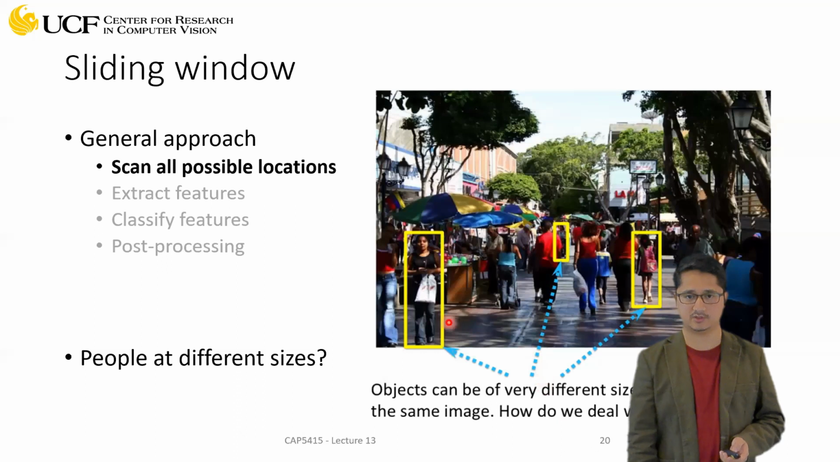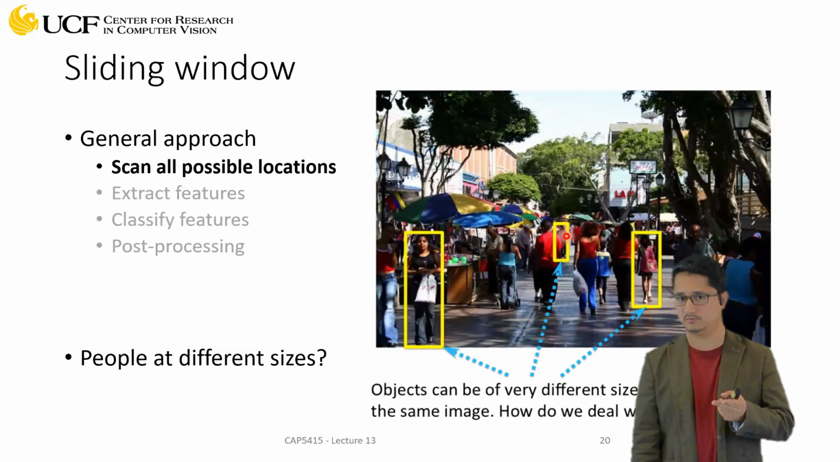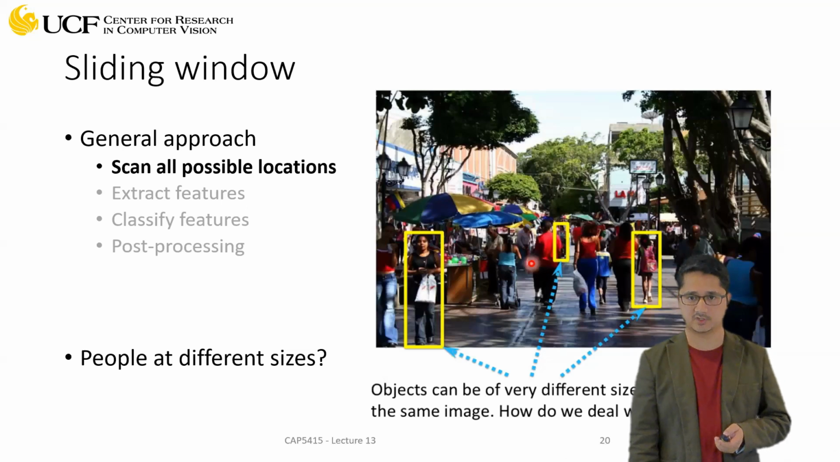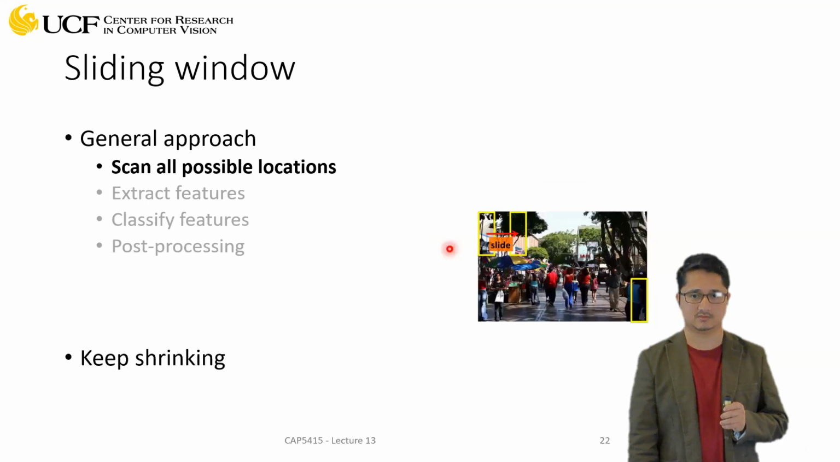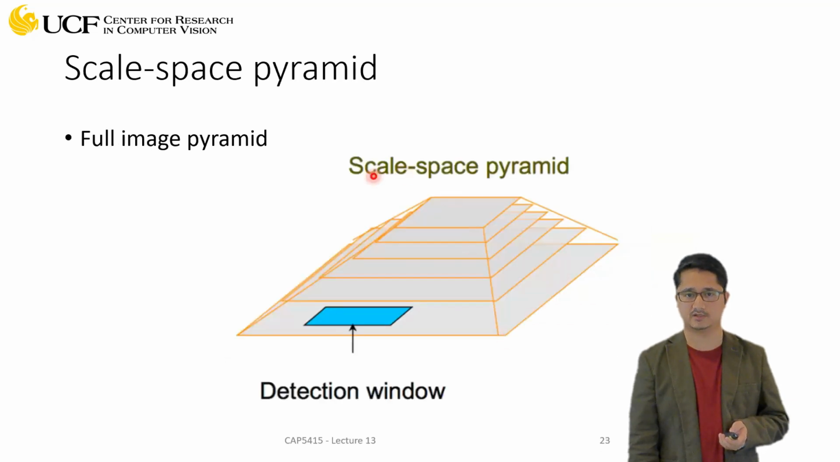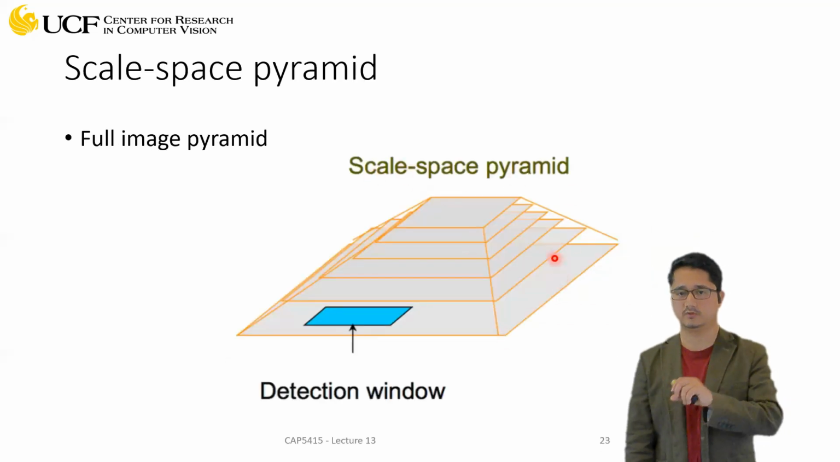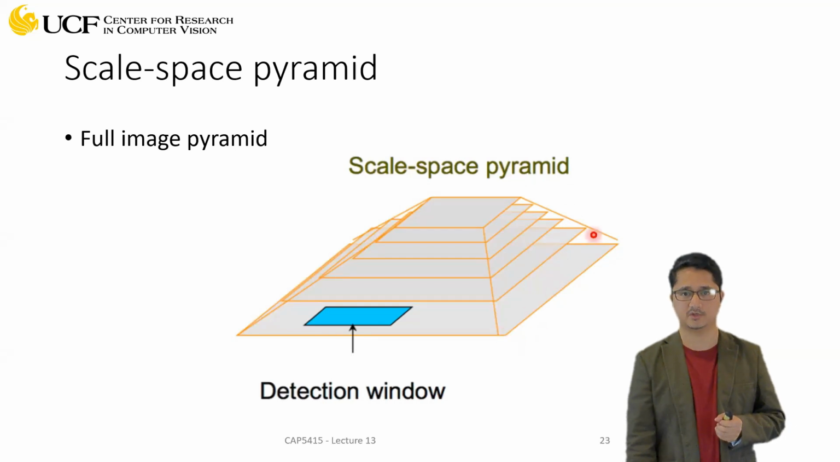Okay, so this is just showing that for the close by people, you have a bigger bounding box. People who are far away, you need a smaller bounding box. And what you do is you resize your image, but you keep the size of the bounding box the same. You don't change that. You keep reducing, and you will create a scale space pyramid exactly the way you were doing for SIFT features. So this is a bigger resolution, and this is your detection window.